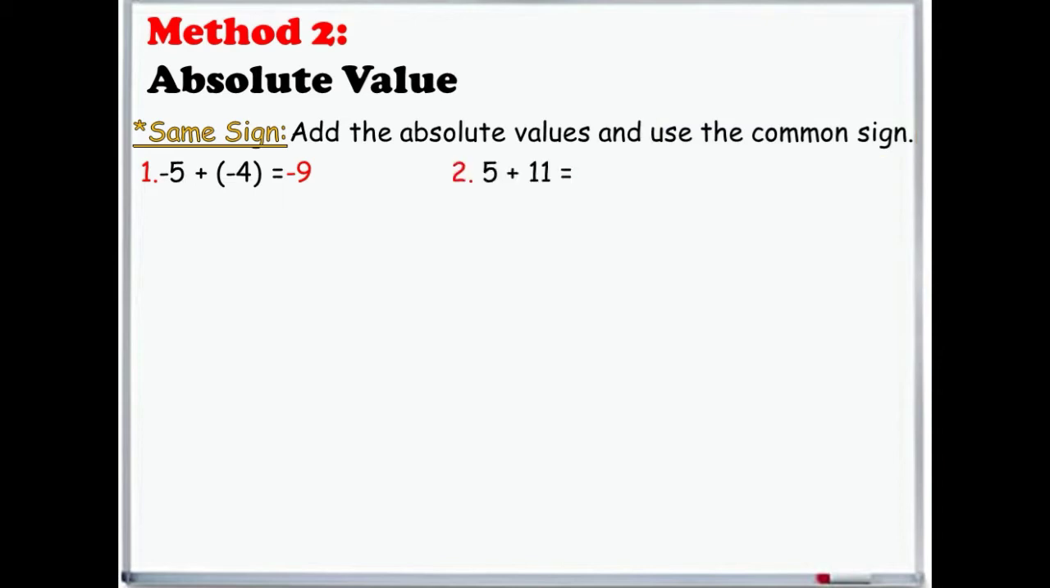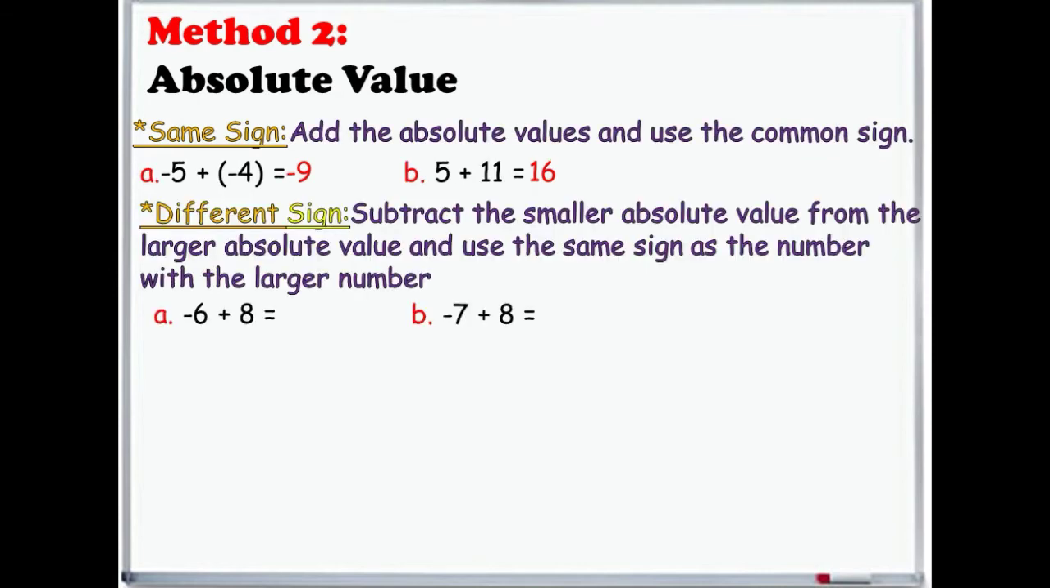For number 2, we have 5 plus 11. Get the absolute value and get the sum of this. We have to get also the common sign, that is positive 16. Next, we have different sign. For this, we have here letter A, negative 6 plus 8.